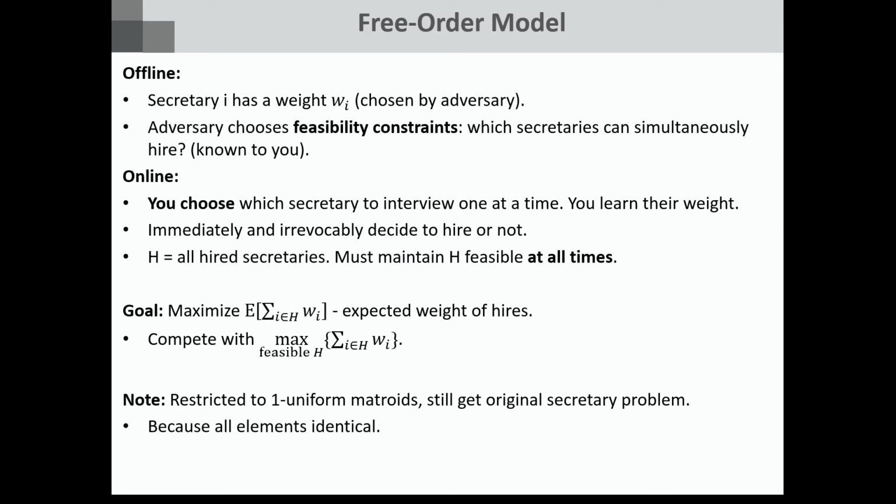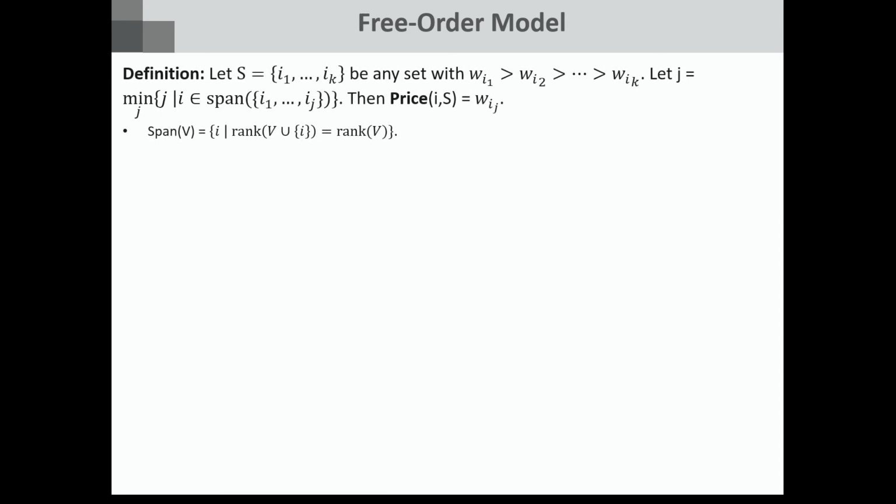Because when you choose which secretary to interview, you don't know their weight, you only know the element. And in the one uniform case, all the elements are a priori identical. So you're basically choosing a random element that you want to interview. Okay, but that's just supposed to convince you that this is not a crazy easy restriction. So I'm going to give one more definition. This is the last definition for the talk, and then I will state the theorem and prove it.